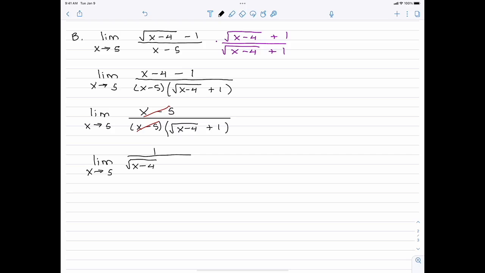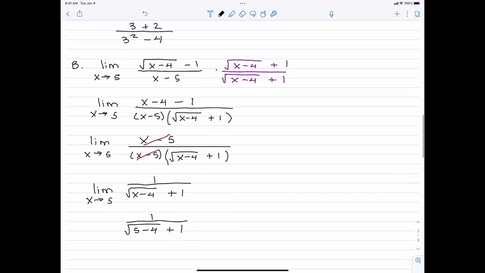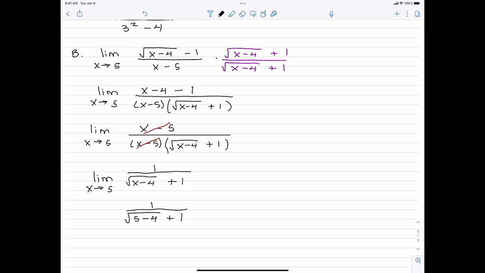Wow, my handwriting is just terrible. Okay, now I can plug in 5. Let's see what happens when I plug in 5. Here's my step of calculus. So this is the square root of 5 minus 4, plus 1. Perfect, right? That's a number. So our limit is whatever that value is.